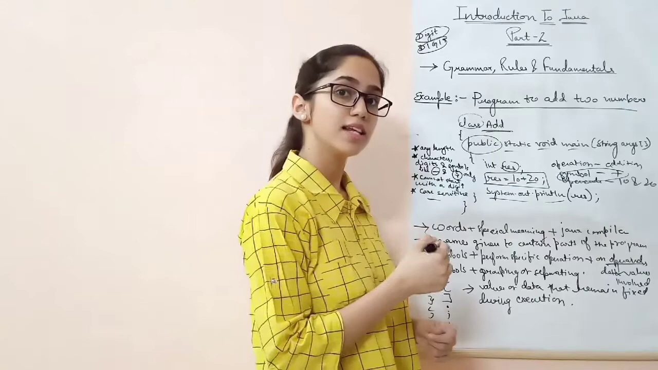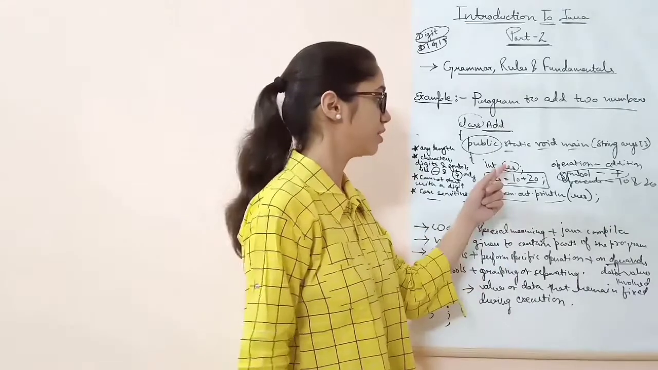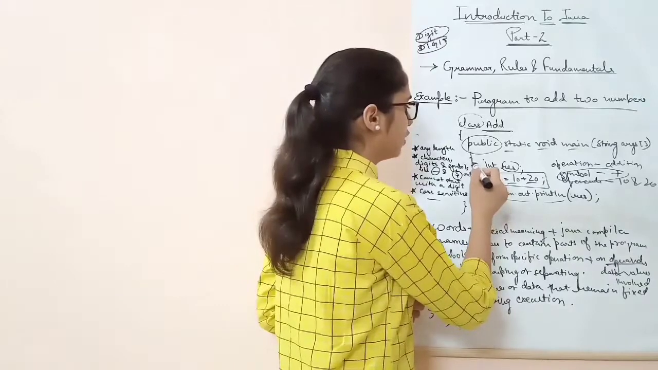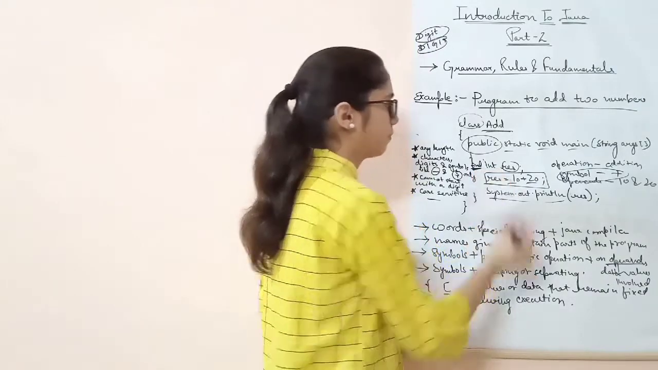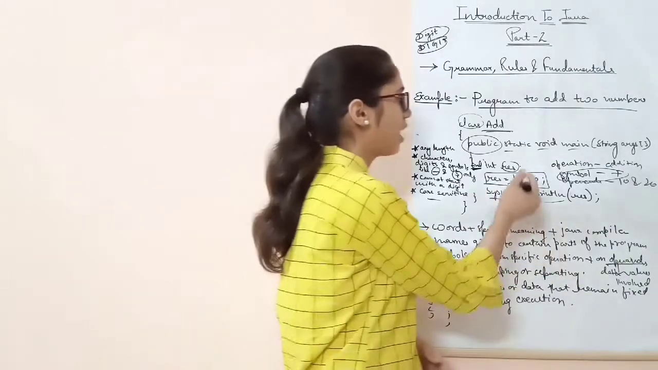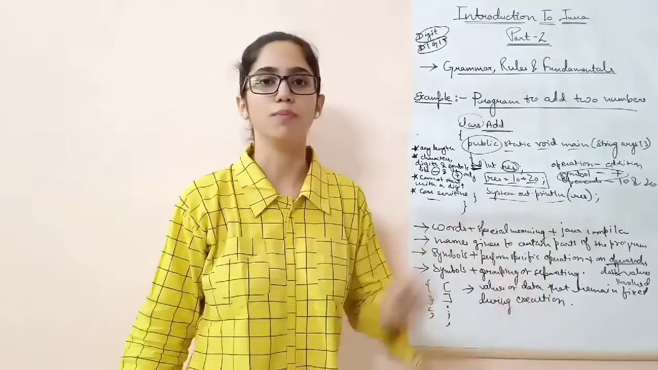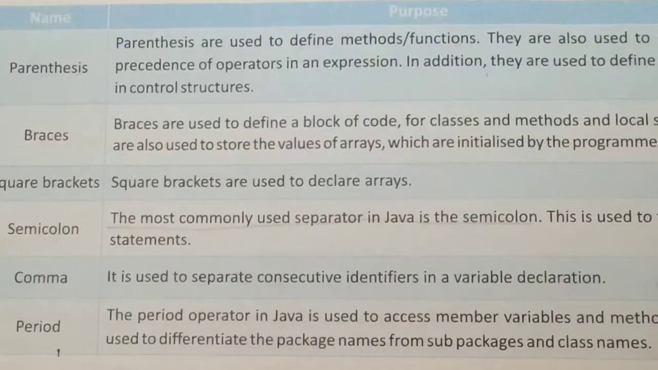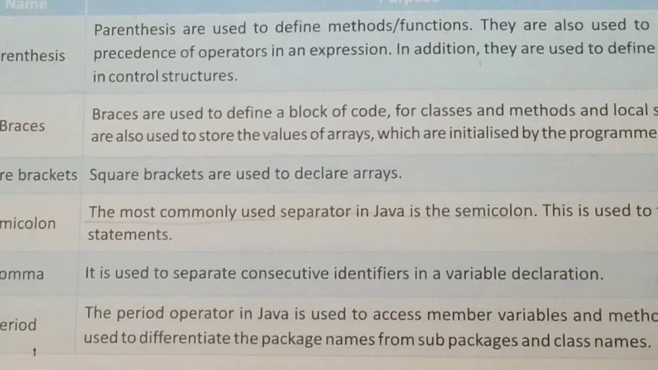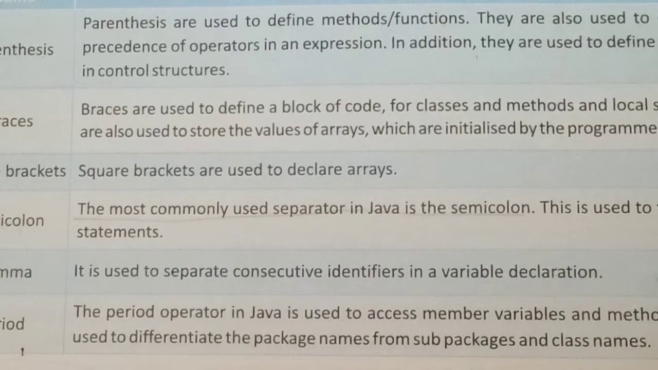Now how will I distinguish whether it is an identifier or a constant? By using the keyword final. If I write final before this statement, this res will become a non-numeric constant. So here is the table that states the purpose of all the punctuators that I mentioned right now.